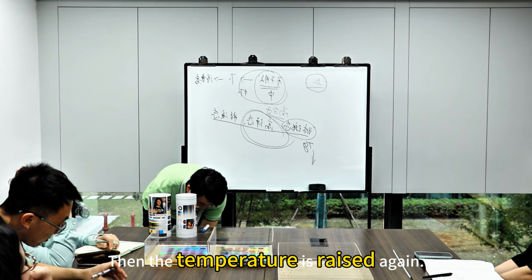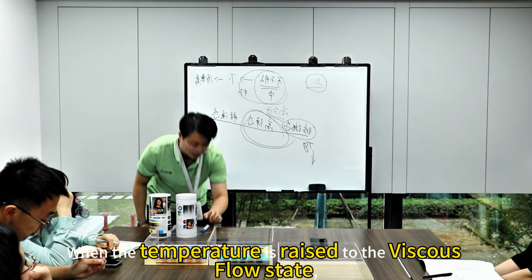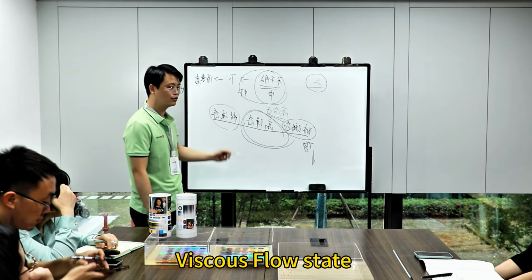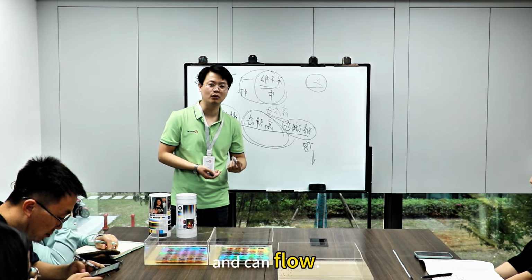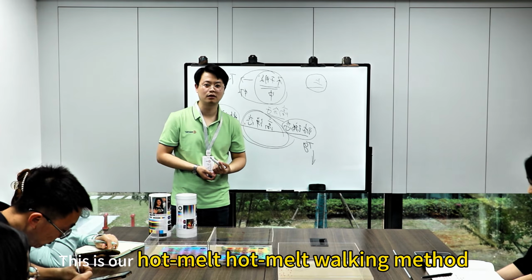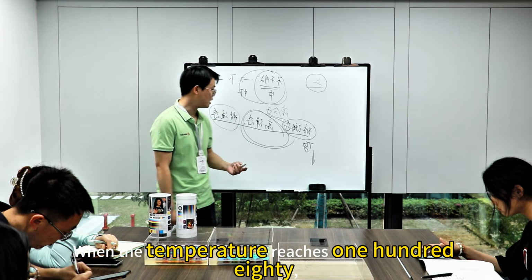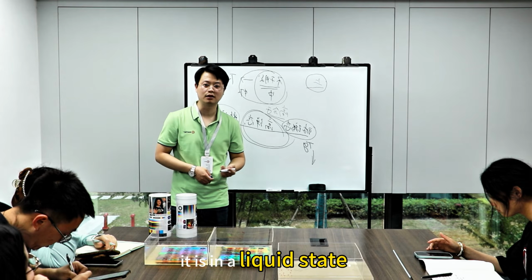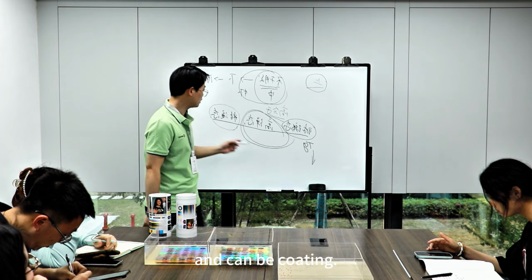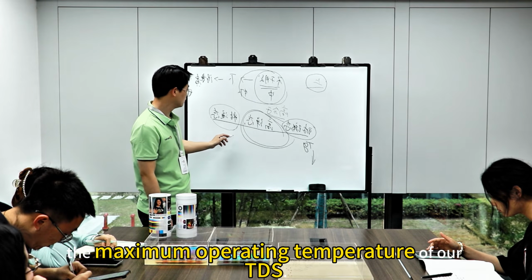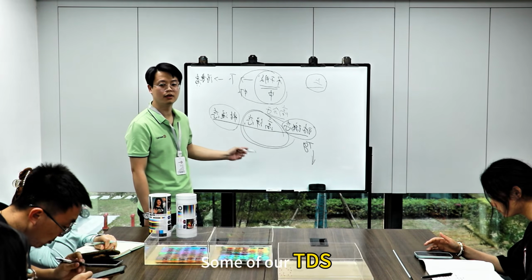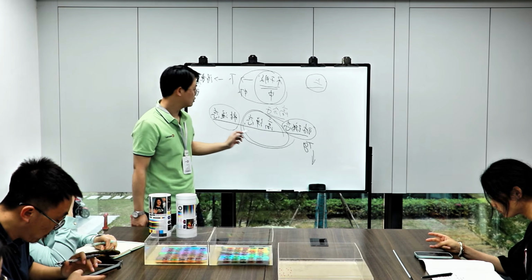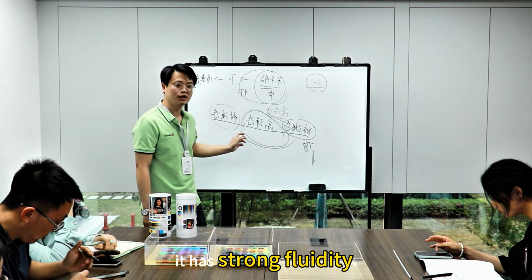Then the temperature is raised again, to the viscous flow state. In the viscous flow state, it can flow. This is our hot melt processing method. When the temperature reaches 180 to 200 degrees Celsius, it is in a liquid state. It can flow and can be coated. In this state, it is the maximum operating temperature in our TDS. At this temperature, it has strong fluidity.